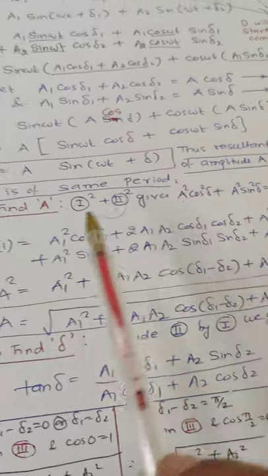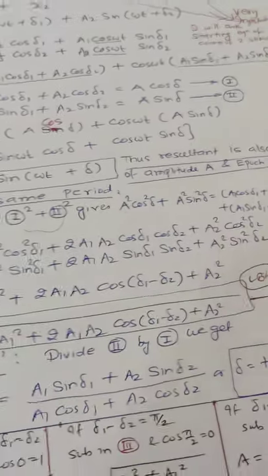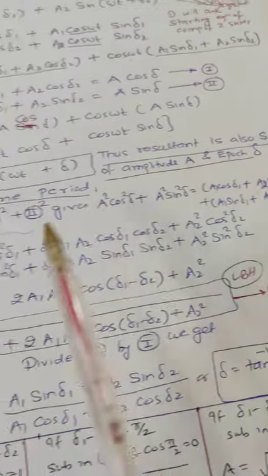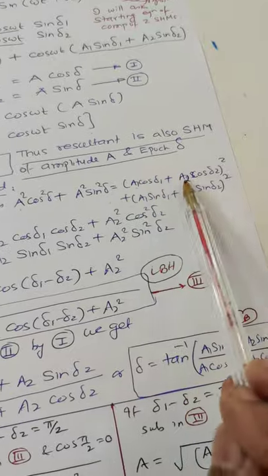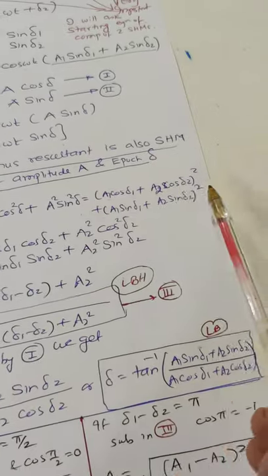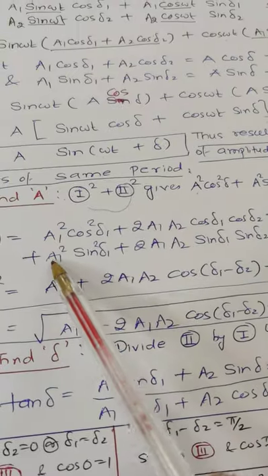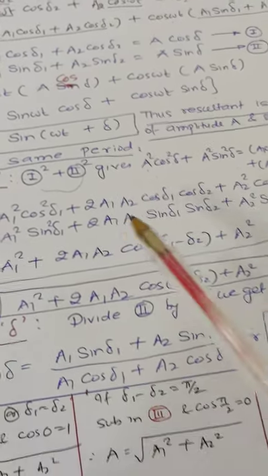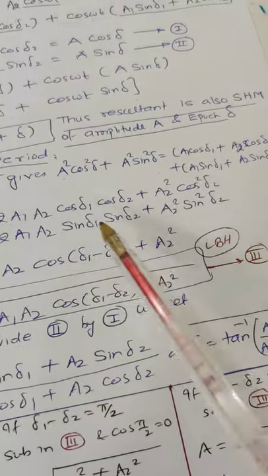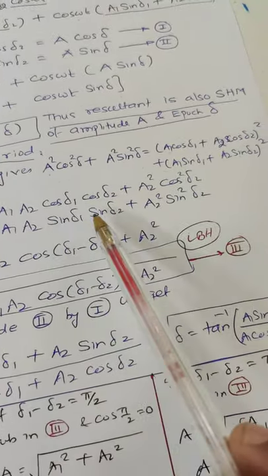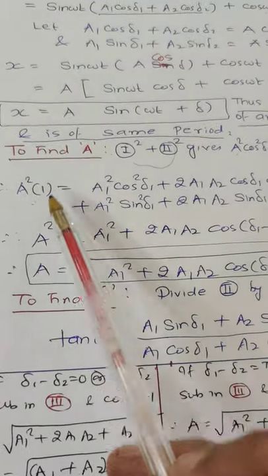So this will be A square only. It's because in the bracket cos square delta plus sin square delta is 1. Iska expansion, a plus b whole square, so you get a1 square cos square delta 1 plus 2 a1 a2 cos delta 1 cos delta 2 plus a2 square cos square delta 2. Isme iska expansion likhenge to ye exactly similar terms aayenge. Similar terms: cos square delta 1 ke badle sin square delta 1. Idhar cos delta 1 cos delta 2 ke badle sin delta 1 sin delta 2. Idhar sin square delta 2. Yahan pe A square into 1 is A square.